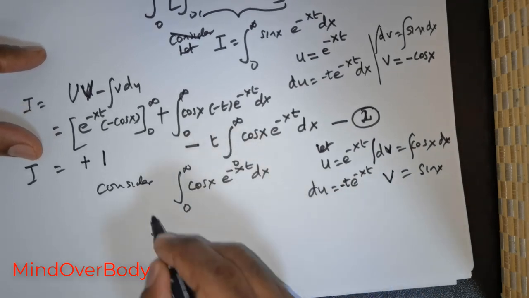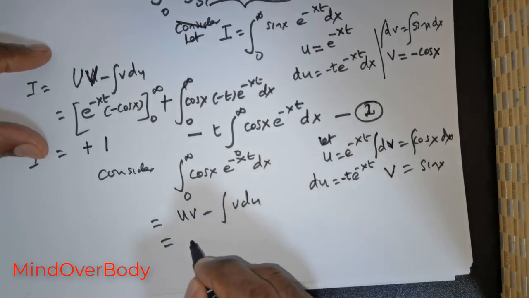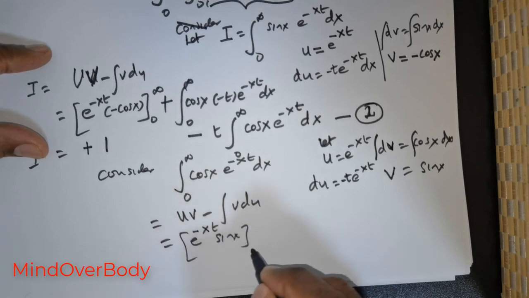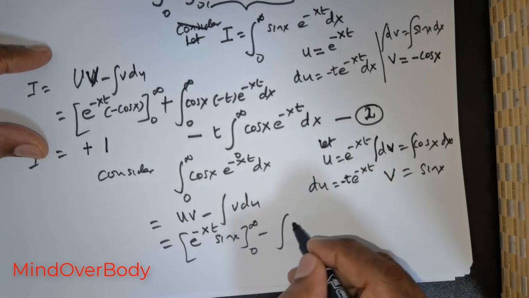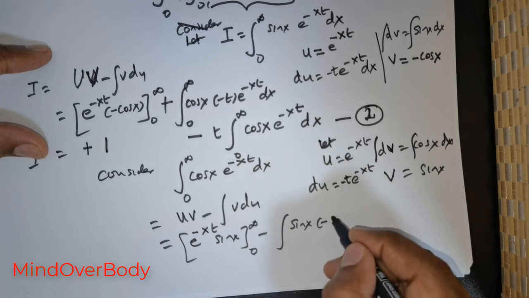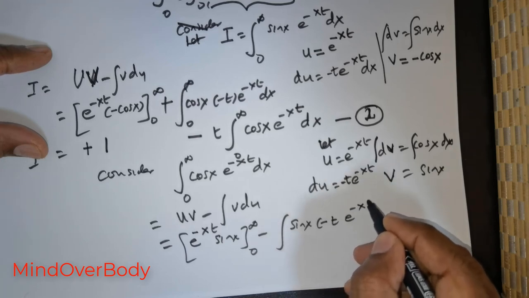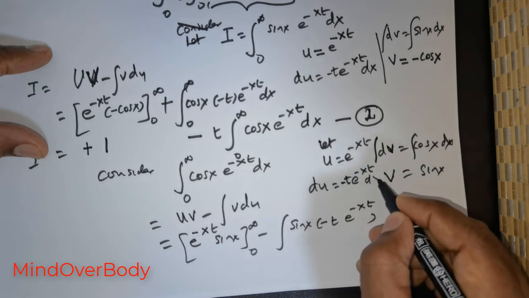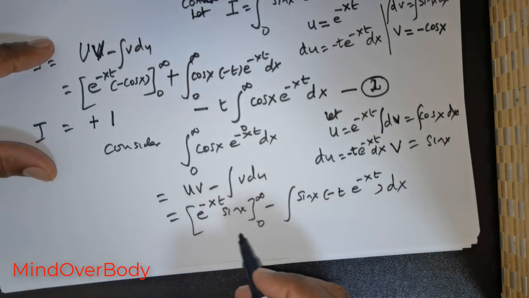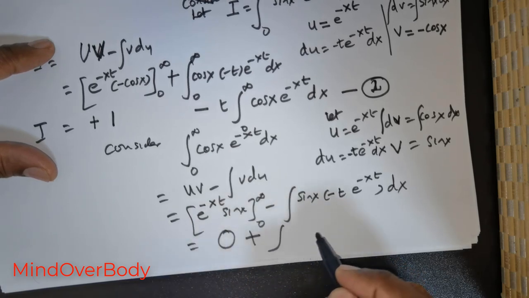So come back here, you have to use integration by parts. uv minus integral v du, which is nothing but my u is e raised to the power of negative x times t, my v is sin x, the limits are 0 to infinity, and my du is negative t times e raised to the power of negative x times t. I need to place that differential operator dx, so this is what I have got. Now you substitute the upper limit, this is going to be 0, you substitute the lower limit, this is also going to be 0, so you get 0.